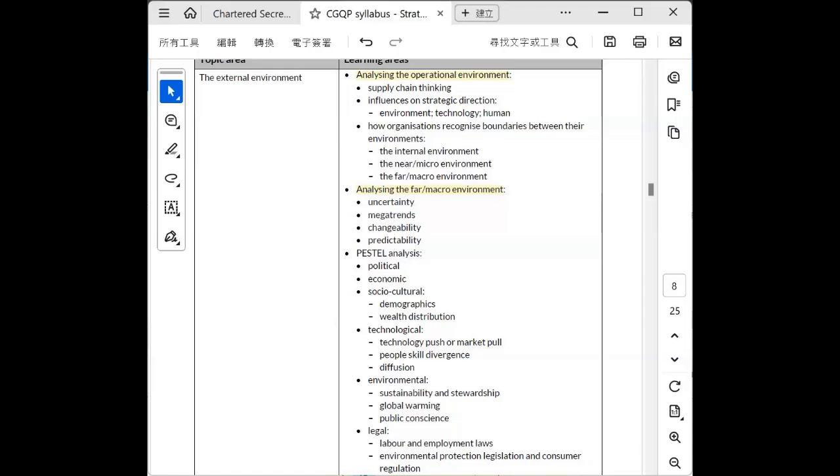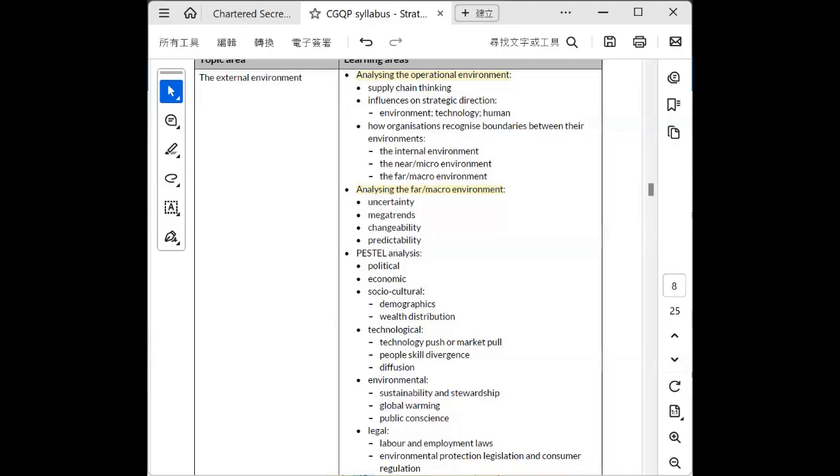Macro trend basically refers to the large-scale, long-term forces like climate change, urbanization, digital transformation. These are all mega trends that can reshape the industries and the societies. These trends often unfold over decades and require strategic foresight and investment.